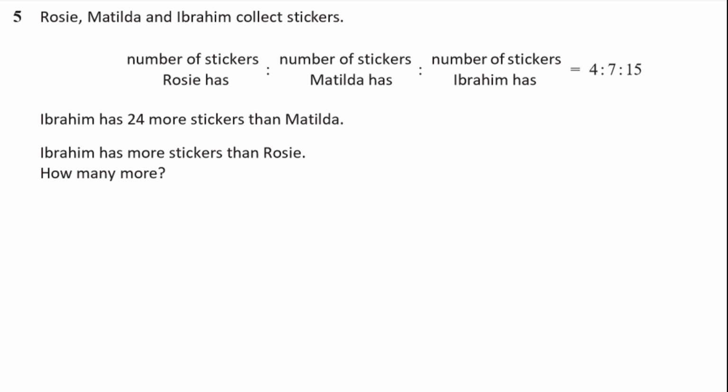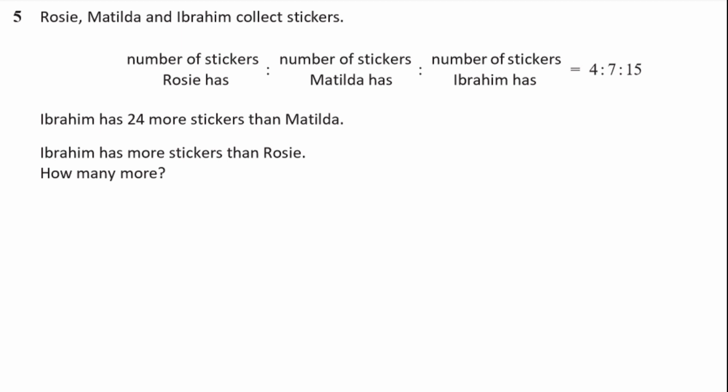Okay. Question 5. Rosie, Matilda and Ibrahim collect stickers. And I've got a ratio here. It says the number of stickers Rosie has to the number of stickers Matilda has to the number of stickers Ibrahim has are in the ratio of 4 to 7 to 15. Now, Ibrahim has 24 more stickers than Matilda. Ibrahim has more stickers than Rosie. How many more?